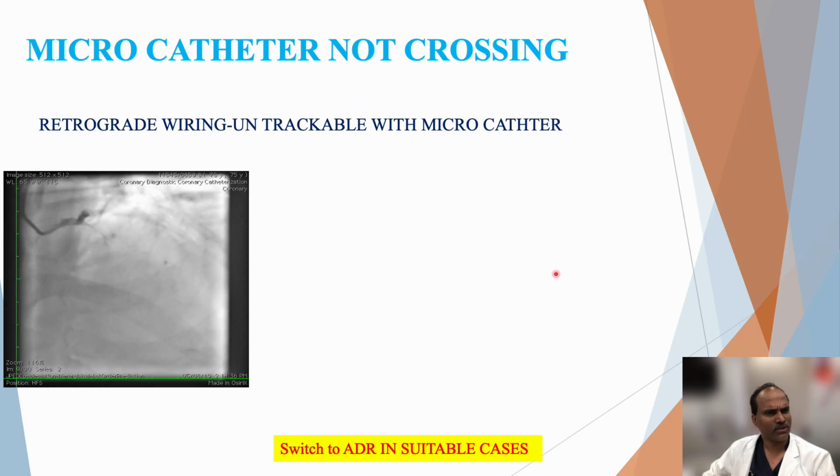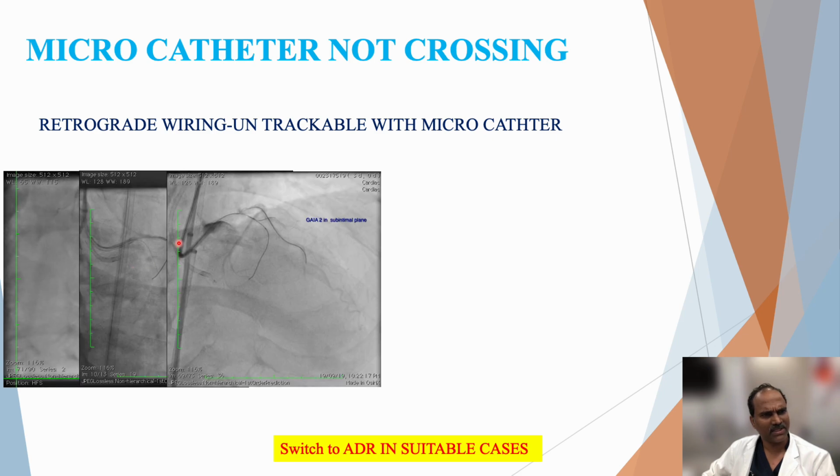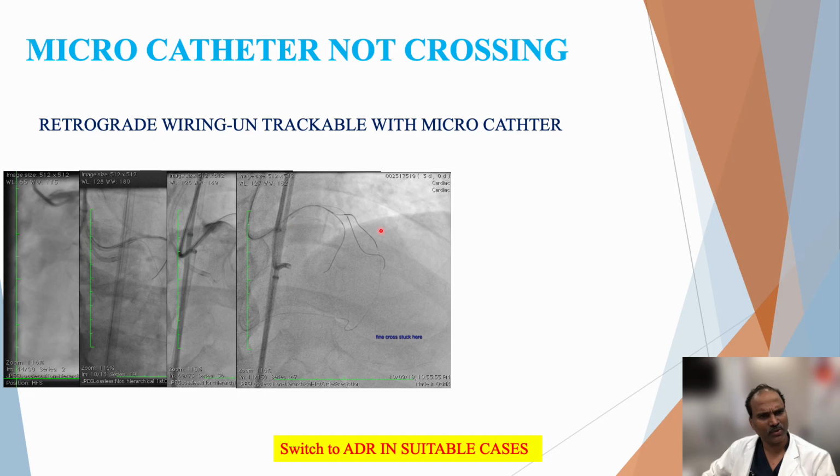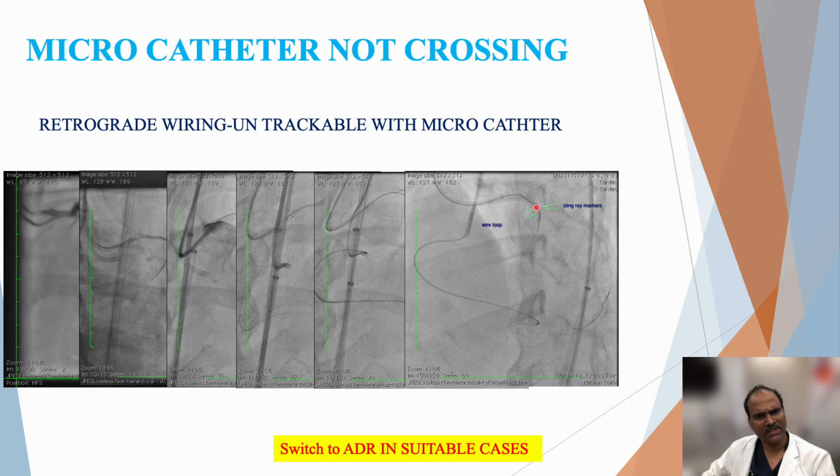And sometimes we can also switch strategy, like here, an ambiguous cap, we didn't have a good cap puncture, and the wire went subintimal. So then I came retrograde. The problem is, the microcatheter got stuck here. Fine Cross couldn't cross, and then we shifted to Corsair, couldn't cross. And then we did an ADR.